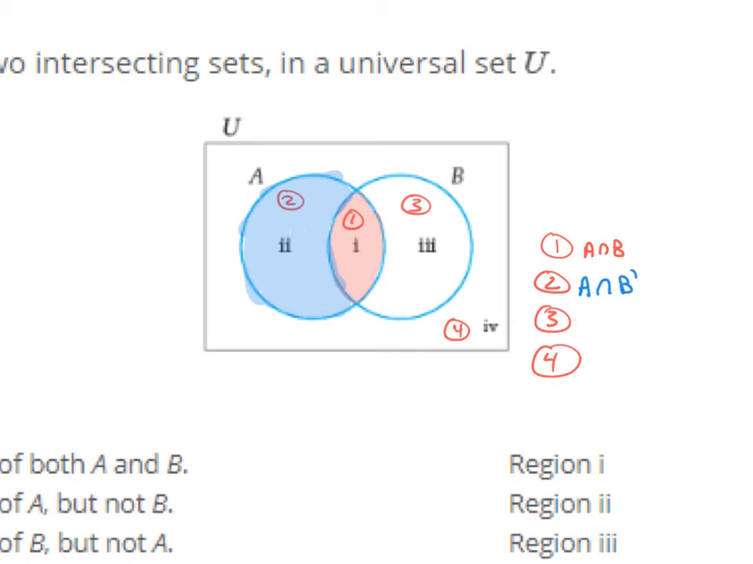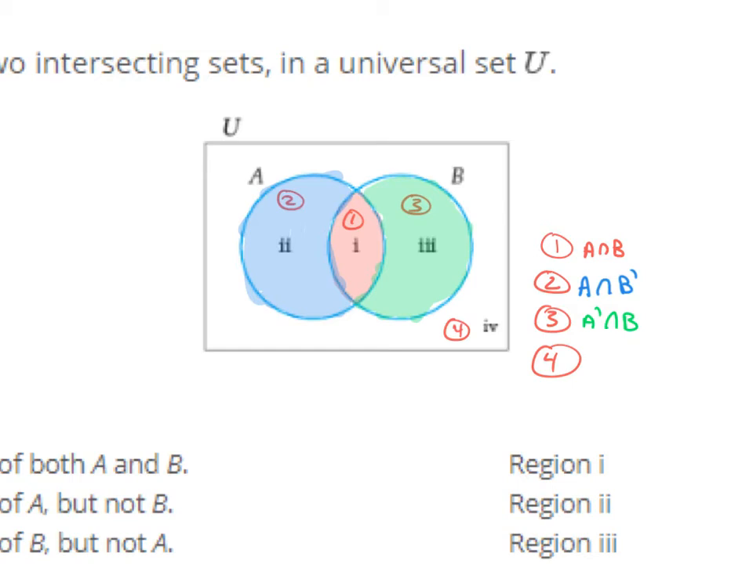Let's look at region 3 here. Region 3 is the area that's inside of the circle B, but not what they have in common. So region 3 here, what would we say? Well, it's not in A, but it is in B. So it's not in A, that would be A complement, and it's in B, so that would be A complement intersect B.